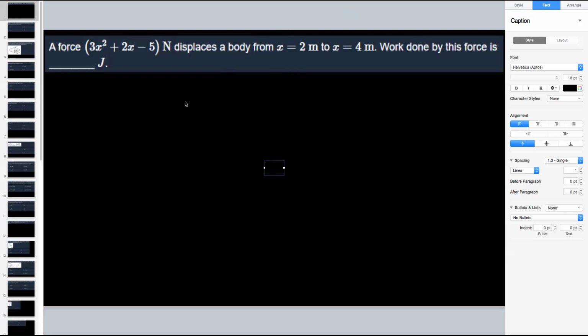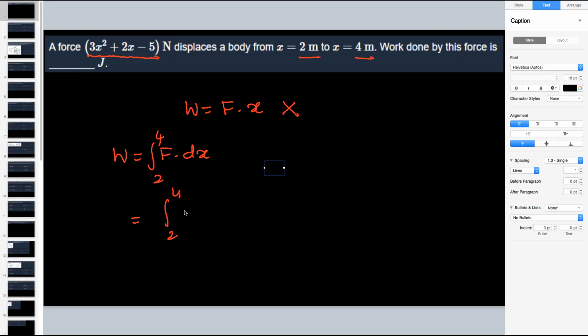Here, can I use work done equal to F into x? Can I use this formula? You cannot use it. Why? Because your force is not constant, it depends on displacement. So here what formula do I have to use? Work done equal to integration of F dx, with integration limits 2 to 4. So this is equal to integration 2 to 4 of F, which is 3x square plus 2x minus 5, dx.